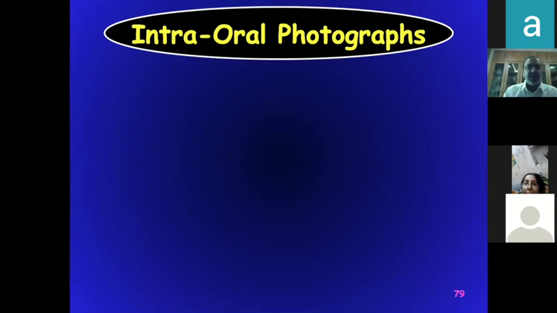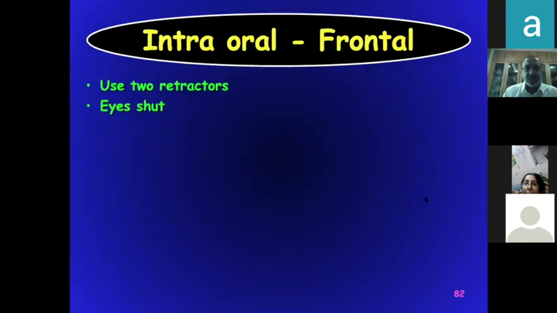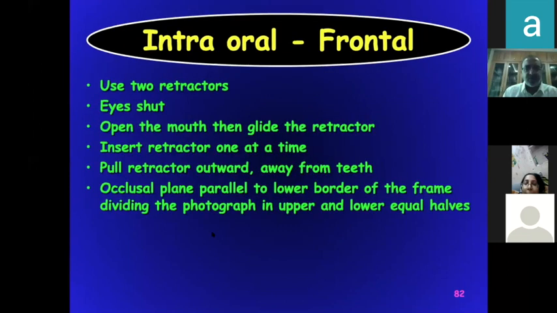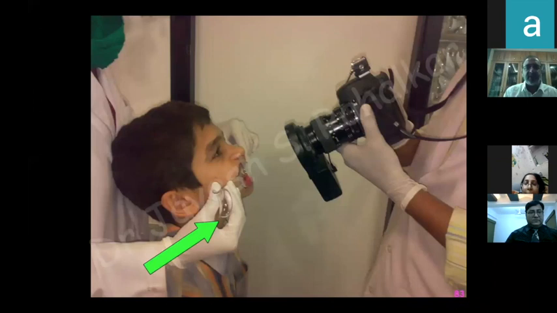When you are taking the photo, the occlusal plane should be parallel to the lower border of the frame, and it should divide the photo into upper and lower equal halves, and the midline of the dentition should be in the middle of the frame, dividing it into right and left equal halves. So this is very important. This is how the photos are taken.